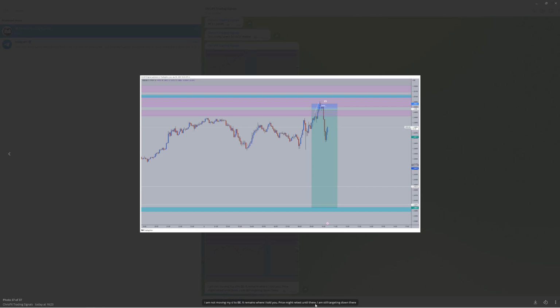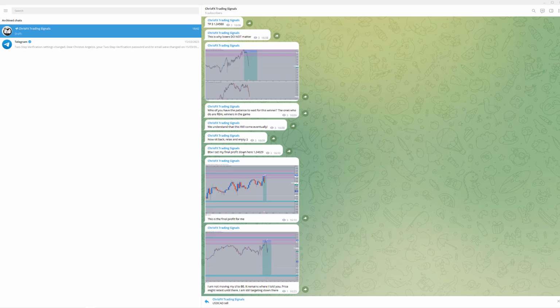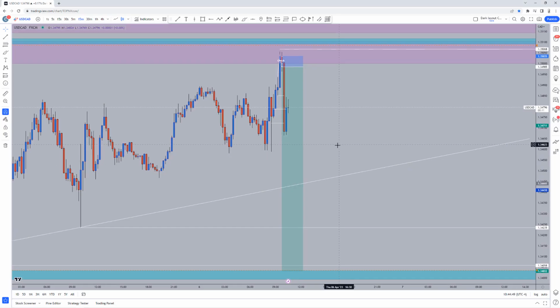Price might retest until there. I am still targeting down there. I have told them, of course, where I'm targeting. You see the profits and everything, so they know exactly what I'm doing.